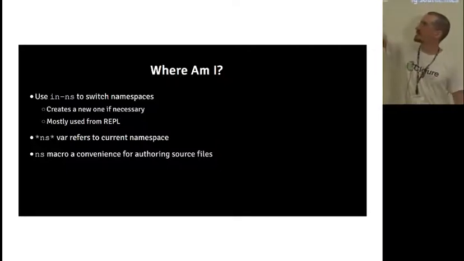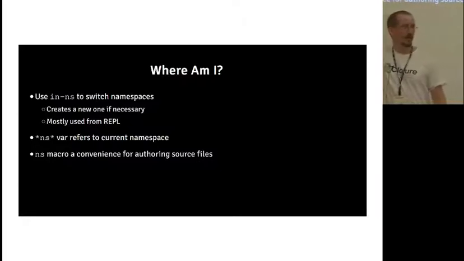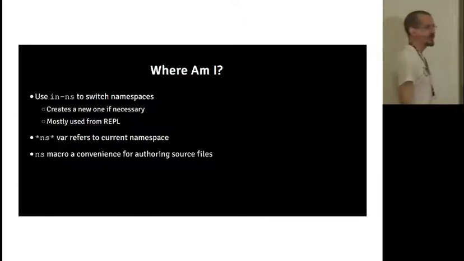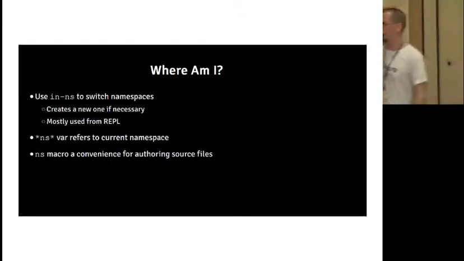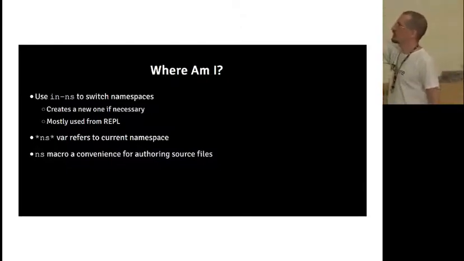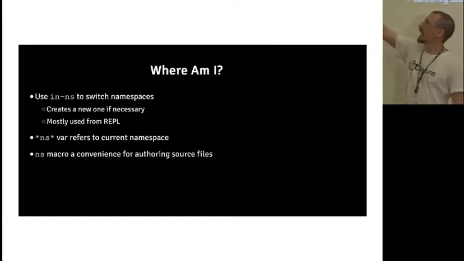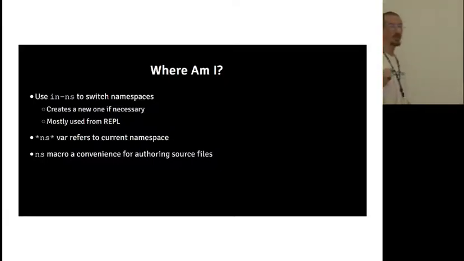So the ns var, there's a var called *ns*, which I think must be treated specially because you don't have to refer it itself. I traced through the code for a while but couldn't find it. But you can always evaluate *ns*, and it will give you the current namespace. What namespace am I in? In effect, in-ns is about changing the value of that, right?